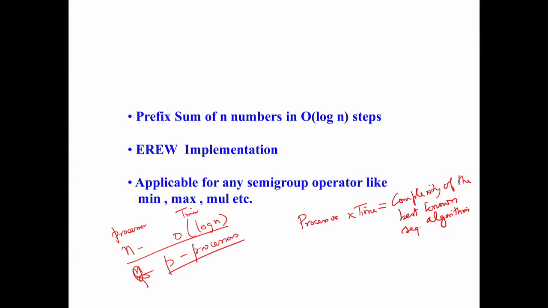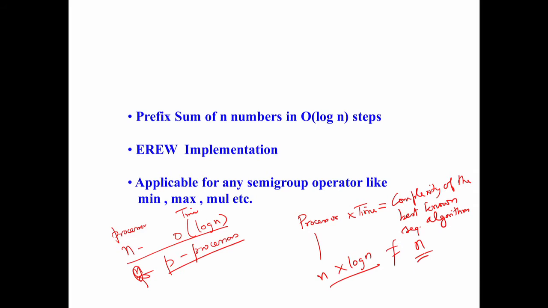Right. So I have n processors, log n time. Is n log n the complexity of doing prefix sum? What is the complexity of the best known sequential algorithm for doing prefix sum? It is n, right? So n log n is not equal to n. So this is not an optimal algorithm.